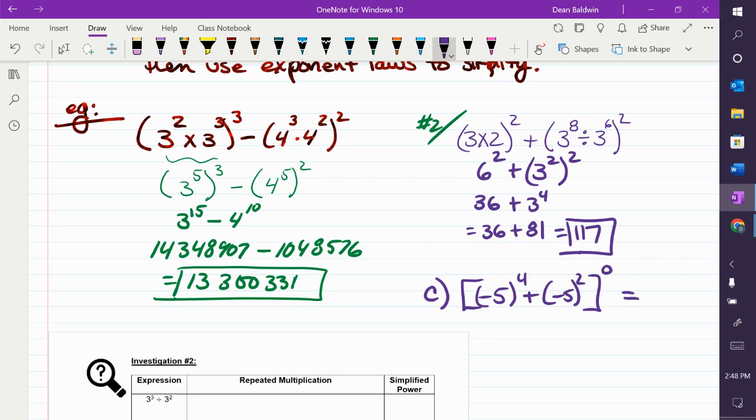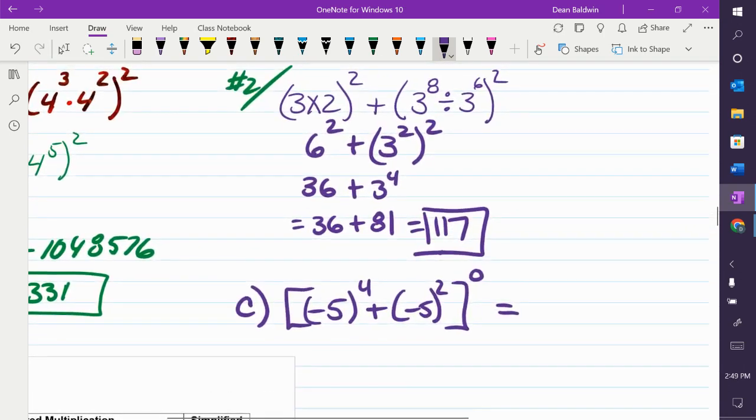C. What is the answer? 1. Why is it 1? Everything is to the power of 0. If everything is in brackets, it doesn't matter what's going on inside the brackets. If it's raised to the power of 0, it is equal to one.